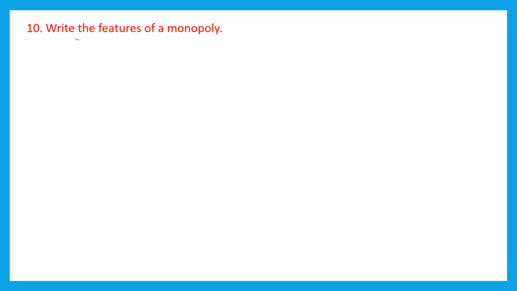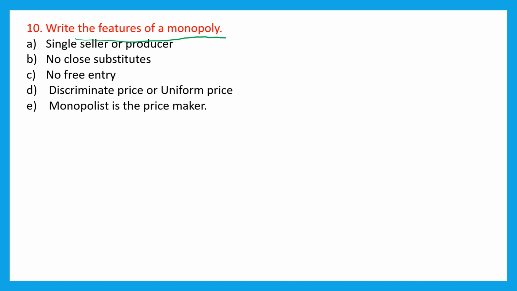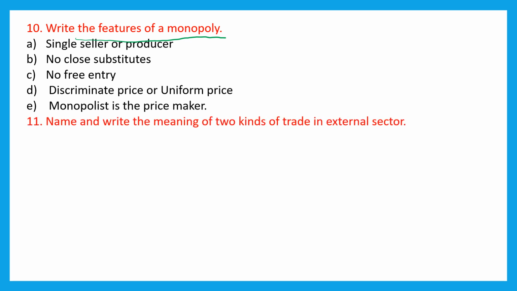Write the features of monopoly. Single seller or producer, no close substitutes, no free entry, discriminate price or uniform price, the monopolist is the price maker.